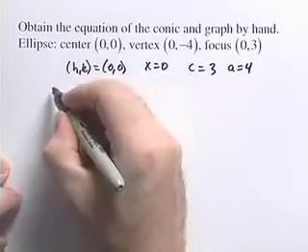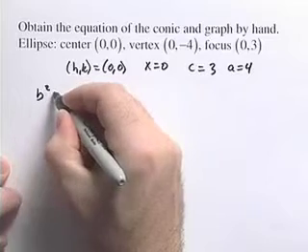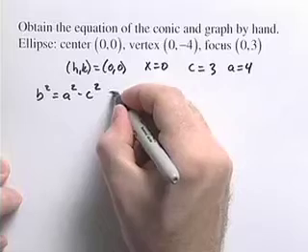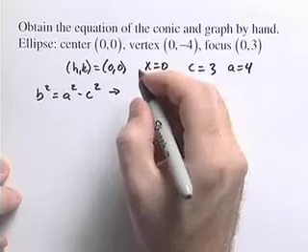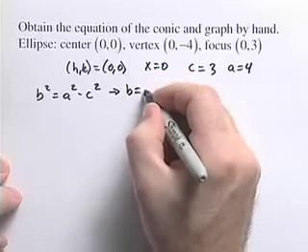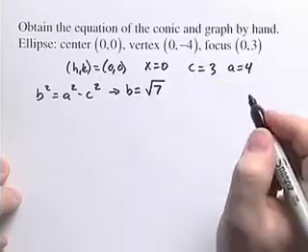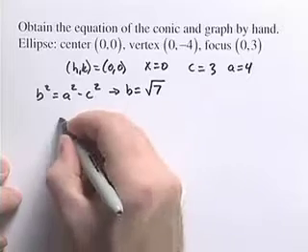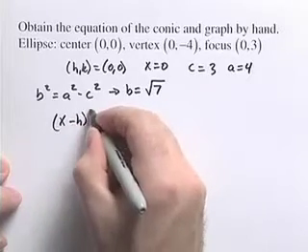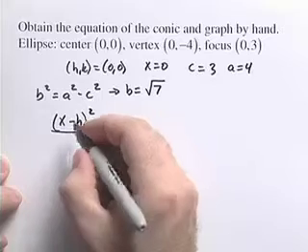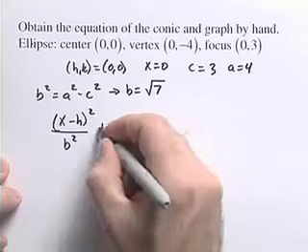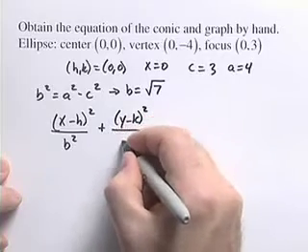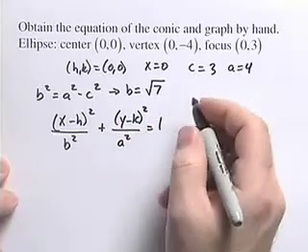Because we know c and a, we can get b using b squared is equal to a squared minus c squared. That will give us that b is equal to the square root of 7. Our ellipse then is going to take on the form x minus h quantity squared divided by b squared plus y minus k quantity squared over a squared is equal to 1.